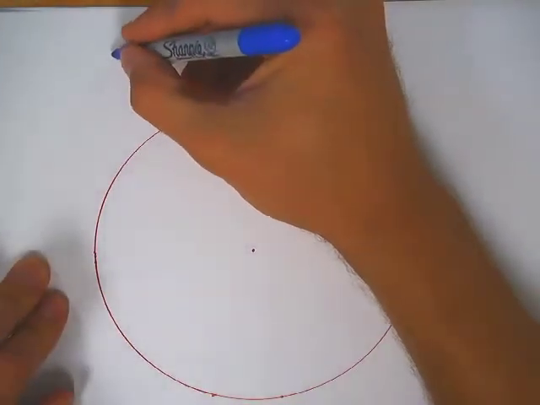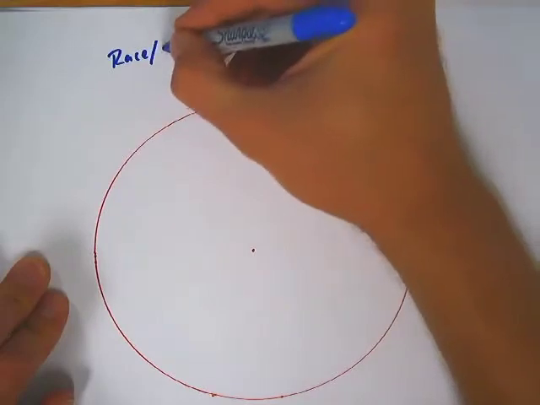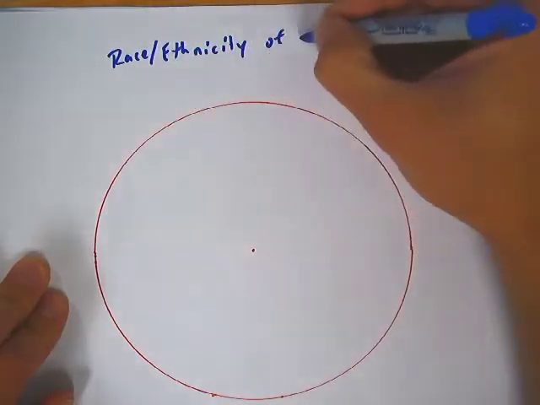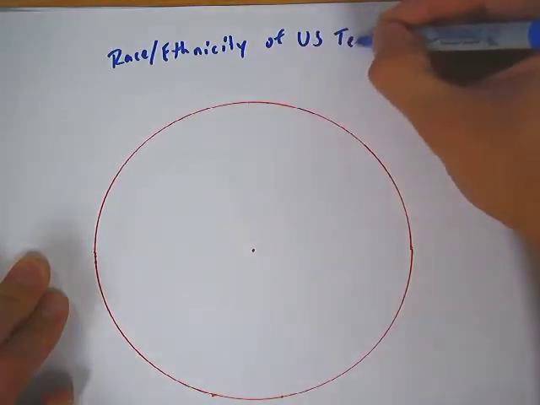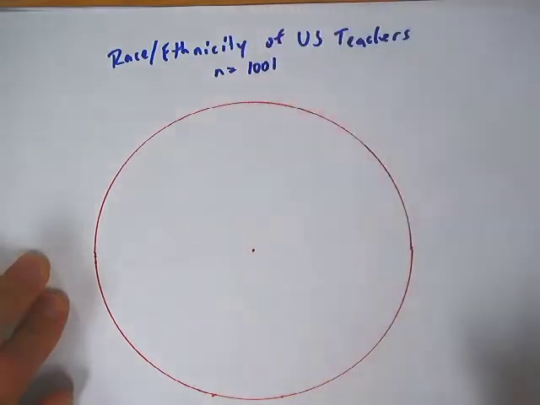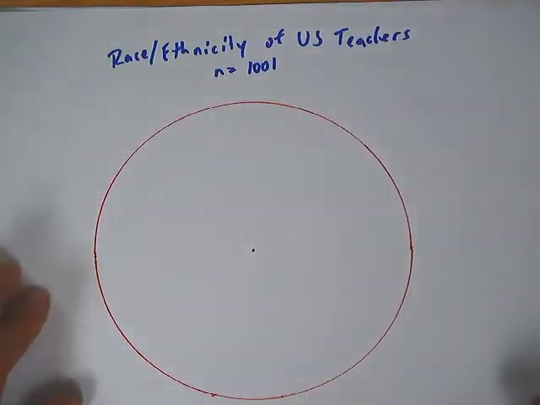So this is going to be race/ethnicity of U.S. teachers. Sometimes I like to just put the sample size here, so the reader knows how big of a sample we took. So n equals 1001.